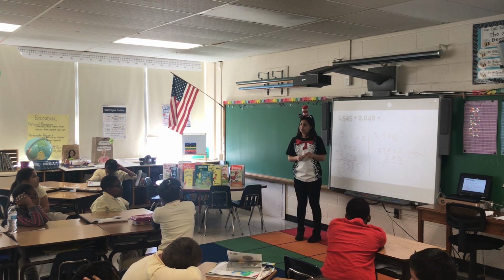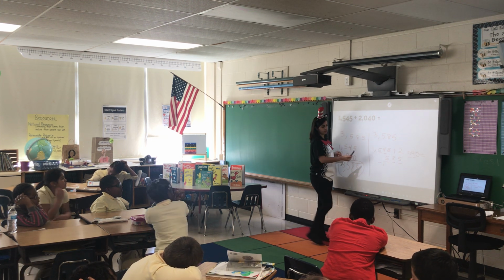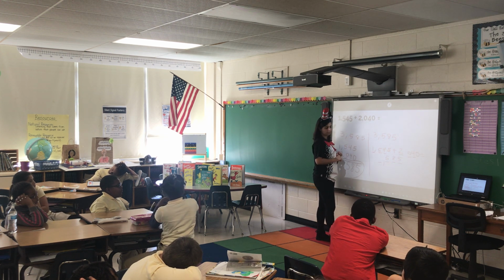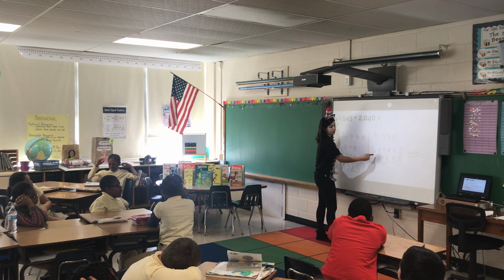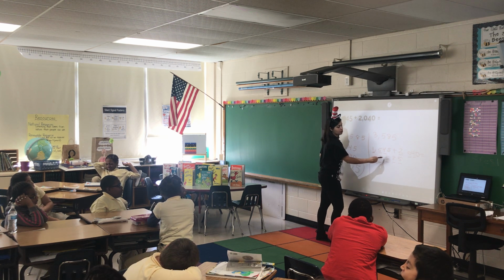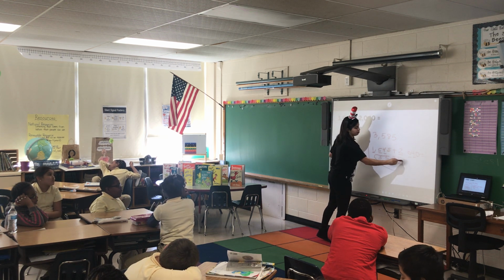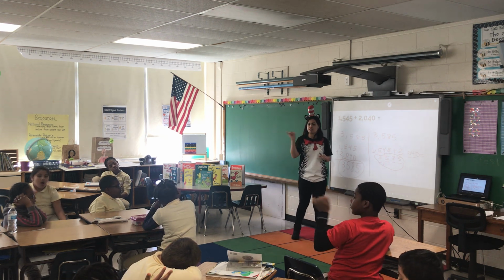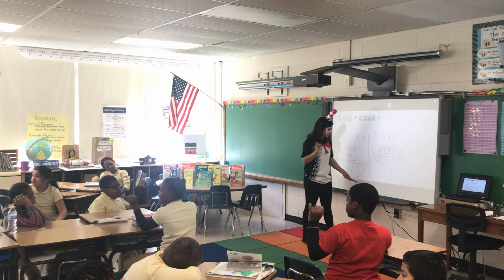Then I added the thousands, which was 1,000 plus 2,000, and that made me get 3,000. 3,000. So what did you get as your answer? Can you say it again? 3,585. Sure, me too, if you solved it the way she did. I see a lot of me too's there.